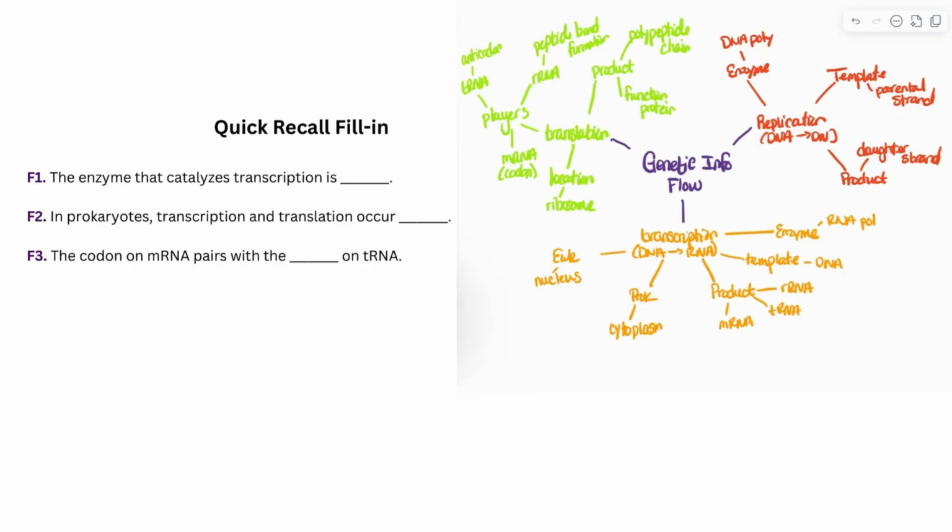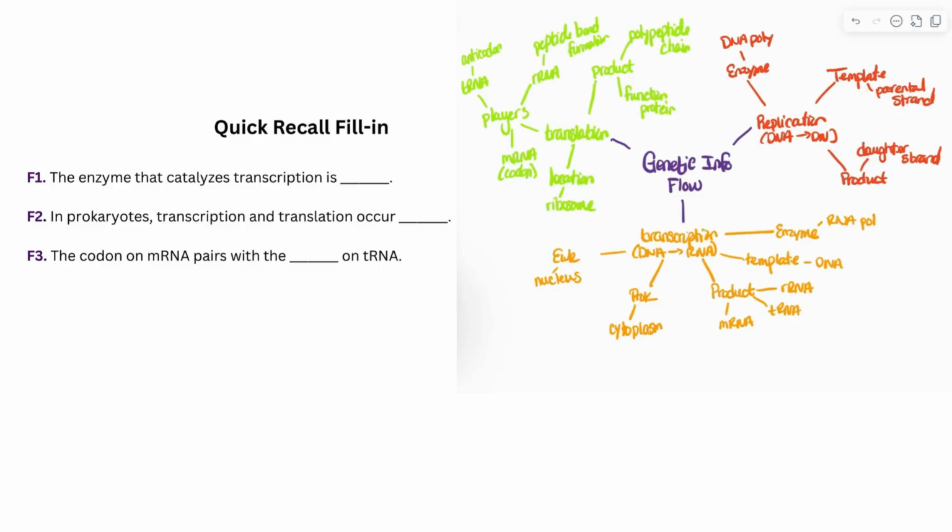So let's test your knowledge. Quick recall fill-in. Number one, the enzyme that catalyzes transcription is blank. And feel free to put your answers in the chat. And use the micro mind map right here that you've created. Number two, in prokaryotes, transcription and translation occur. Where does it occur? You want to go back to your notes and see where it occurs.